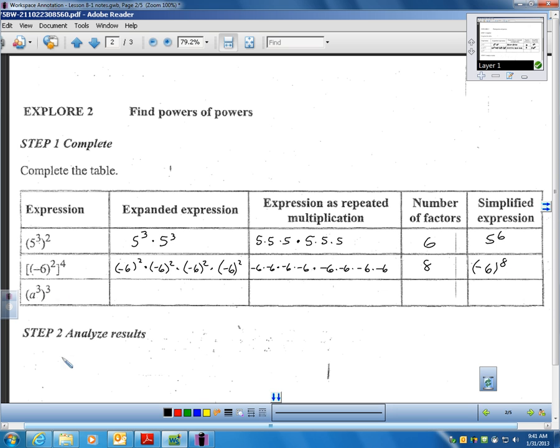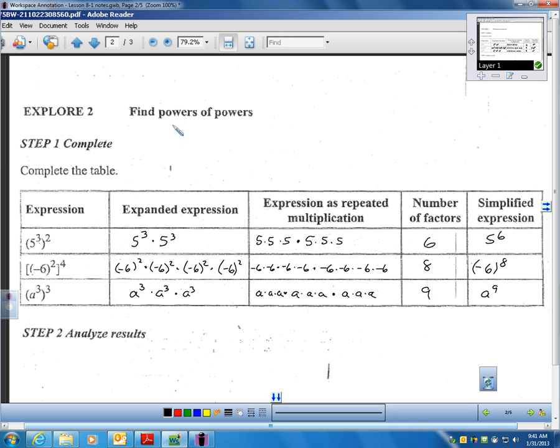A cubed cubed. That means I have 3 factors of a cubed. So let's write my 3 factors. A cubed means 3 factors of a, times a cubed means 3 more factors of a, times a cubed means 3 more factors of a. I have 9 factors of a. I have a to the 9th.